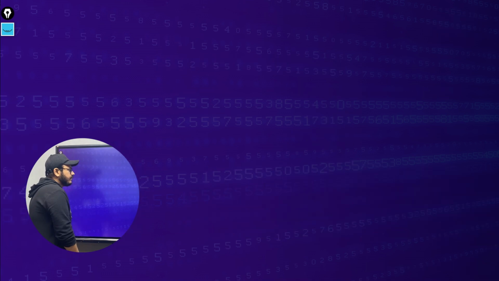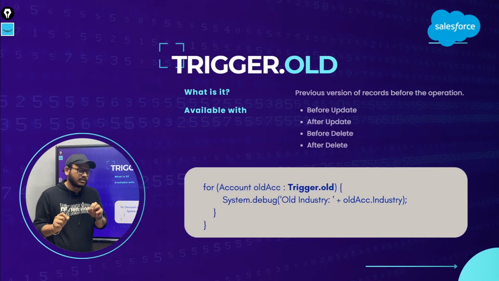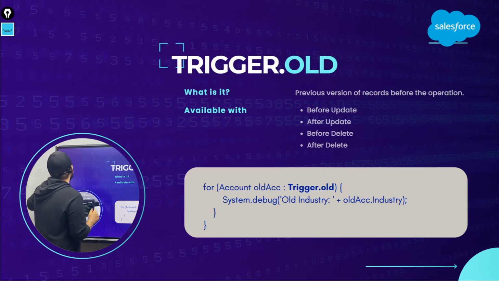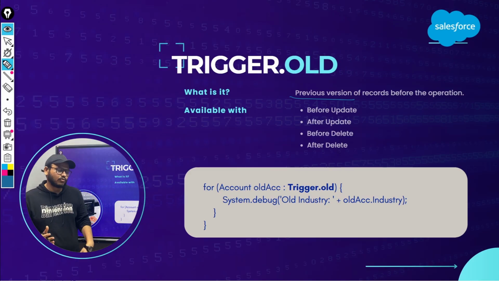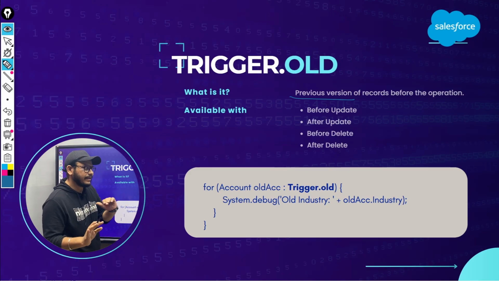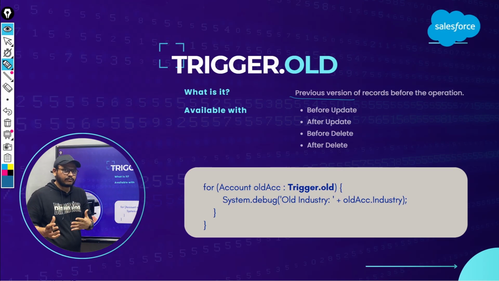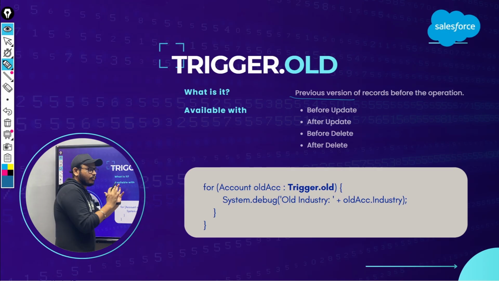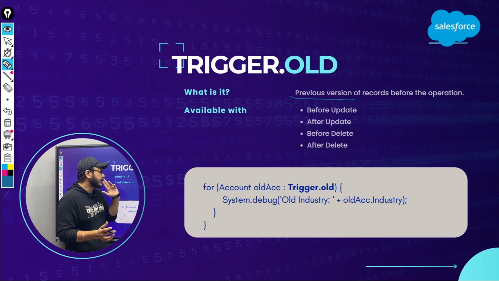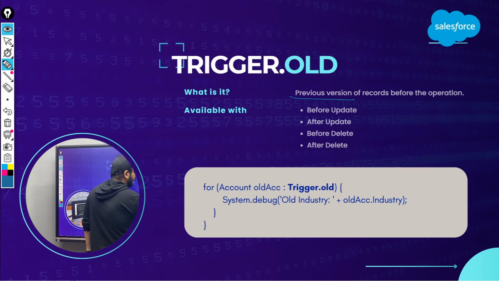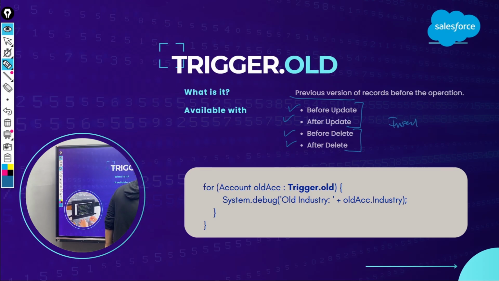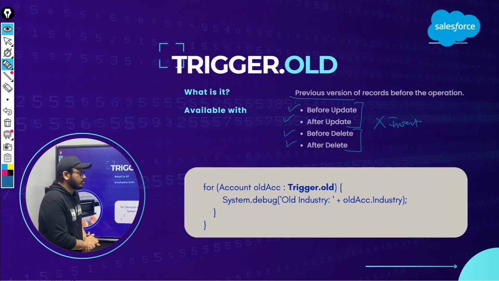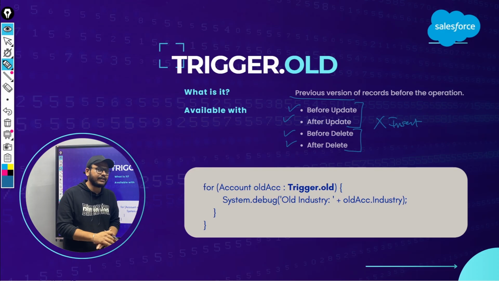Now, similar to that, we have Trigger.old, but it is slightly different. What is Trigger.old? Trigger.old is the previous version of your records, before the operation. What is the previous version of the record? Before I get into that, let's understand where it is available, and then it will be easier to understand what exactly it means and how it is different from Trigger.new. It is available with before update, after update, before delete, after delete. So this is only available with update and delete operations. It is not available with an insert operation.